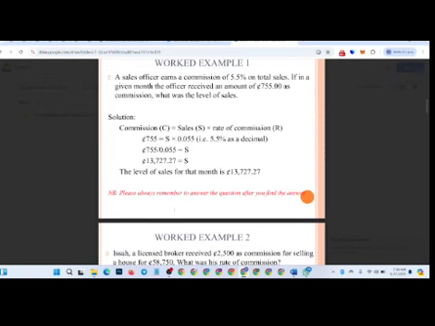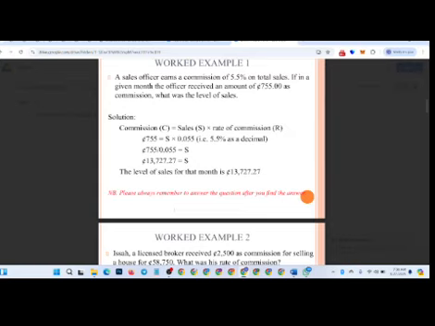Sure. So when you want to leave it in two decimal places, it will be 0.27, but one decimal place, because the 7 is more than 5, you round it and then the 2 will become 3. So please always remember to answer the question after you find the answer.